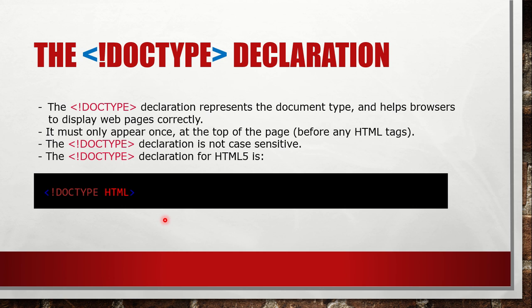So to declare that a file is HTML5, this is what you need to write. This is the only thing you need to write, just to declare that it's an HTML5 document.